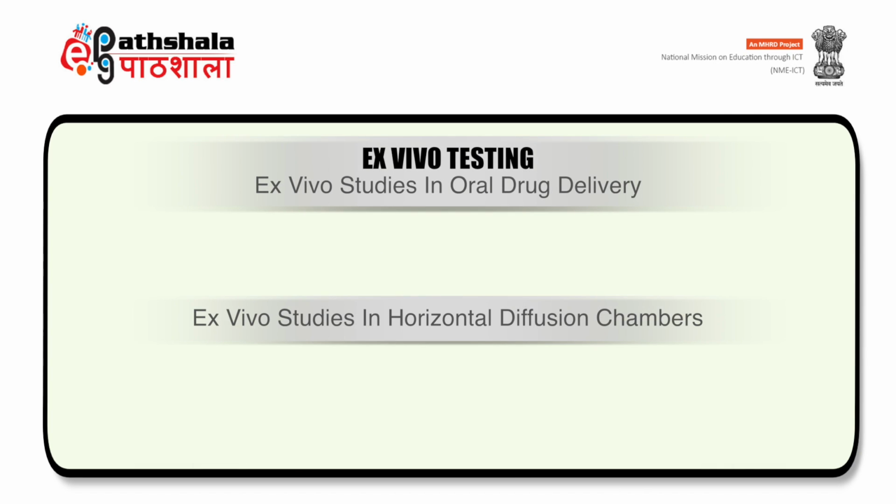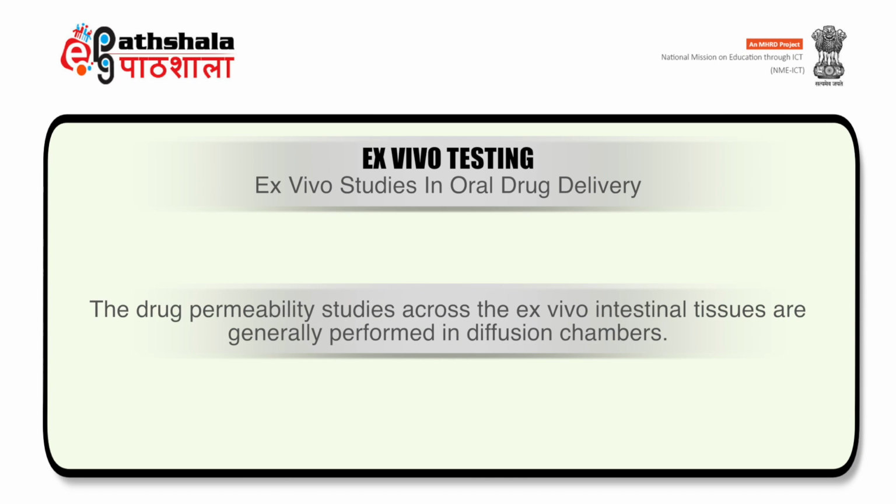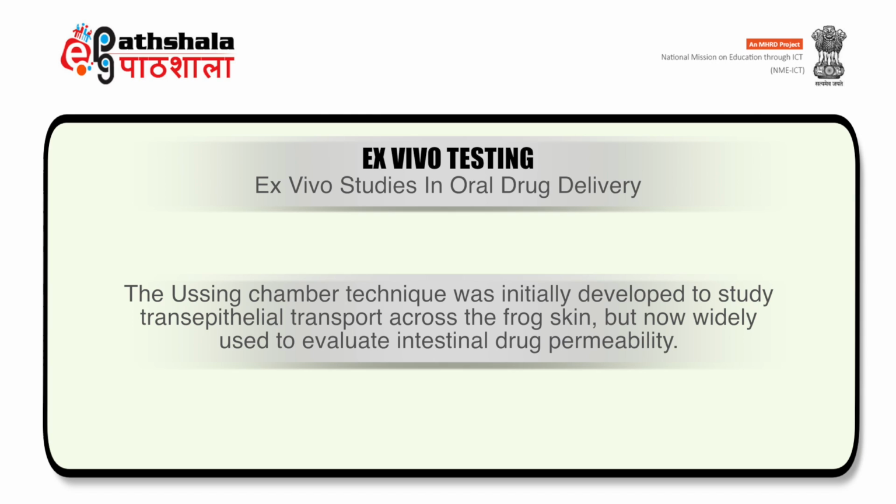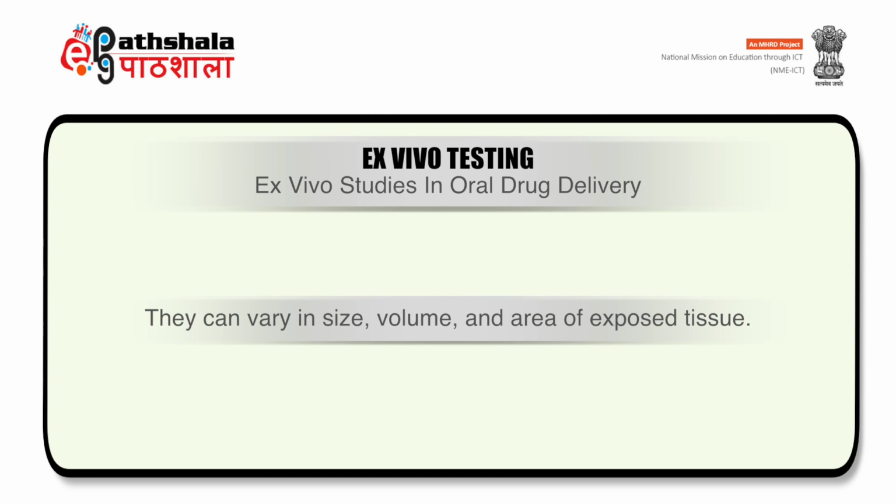Ex vivo studies in horizontal diffusion chambers. The drug permeability studies across ex vivo intestinal tissues are generally performed in diffusion chambers. Depending on the solution flux direction, diffusion chambers can be classified as horizontal, also known as side-by-side or Ussing chambers, or vertical, called the Franz cell. The Ussing chamber technique was initially developed to study transepithelial transport across frog skin, but is now widely used to evaluate intestinal drug permeability. They can vary in size, volume and area of exposed tissue.